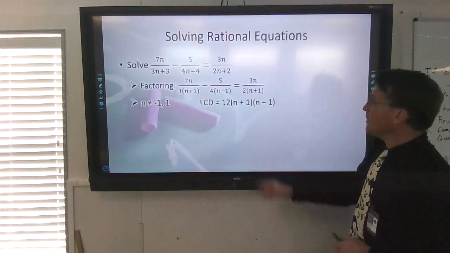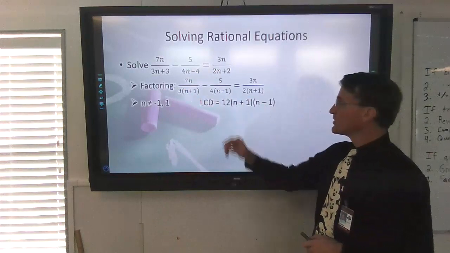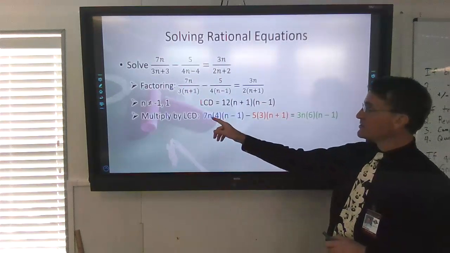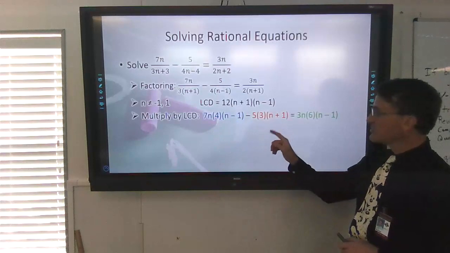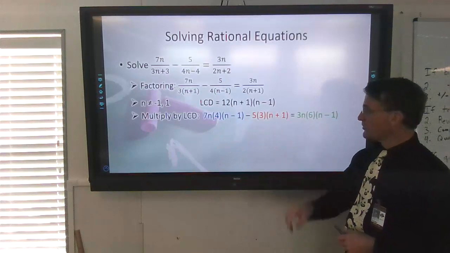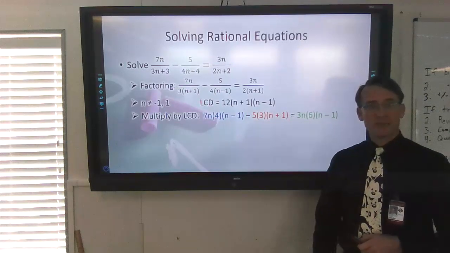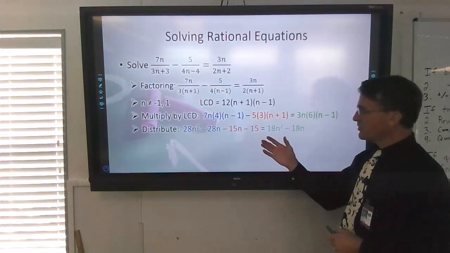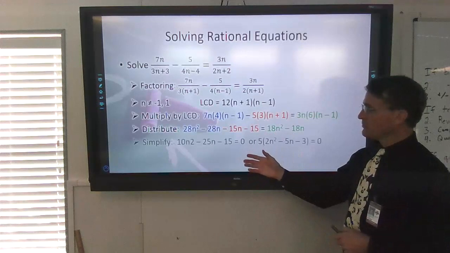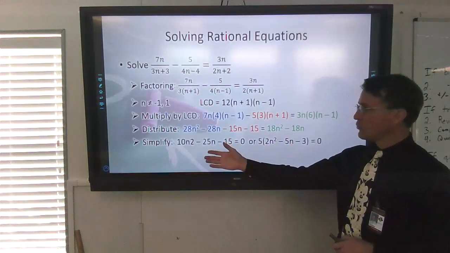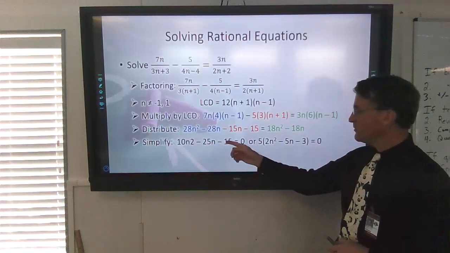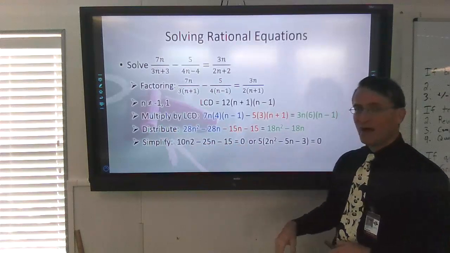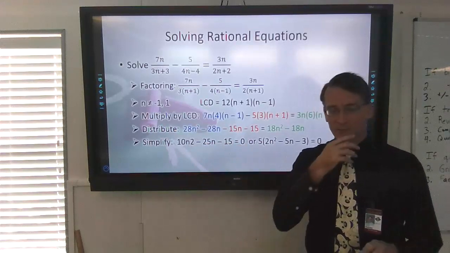the problem. Multiplying each term by my lowest common denominator, I end up getting 7n times 4 times n minus 1 minus 5 times 3 times n minus 1 equal to 3n times 6 times n minus 1. Distributing out, combining like terms, moving everything over to one side, I end up getting 10n squared minus 25n minus 15 equal to 0. I can then factor out a 5.